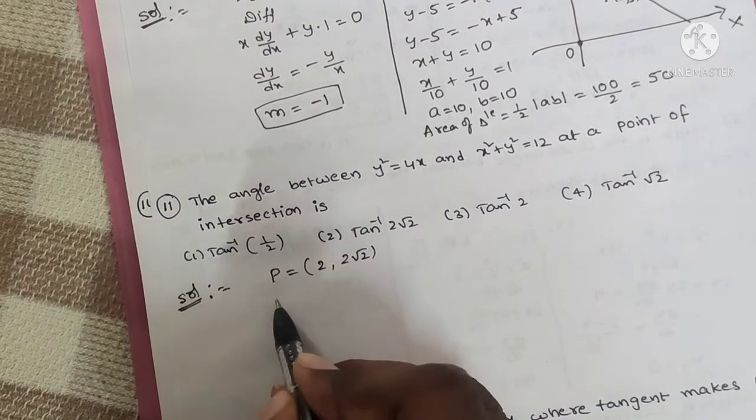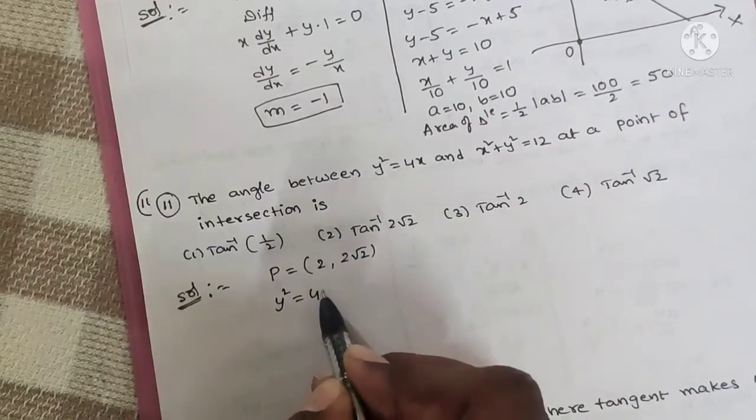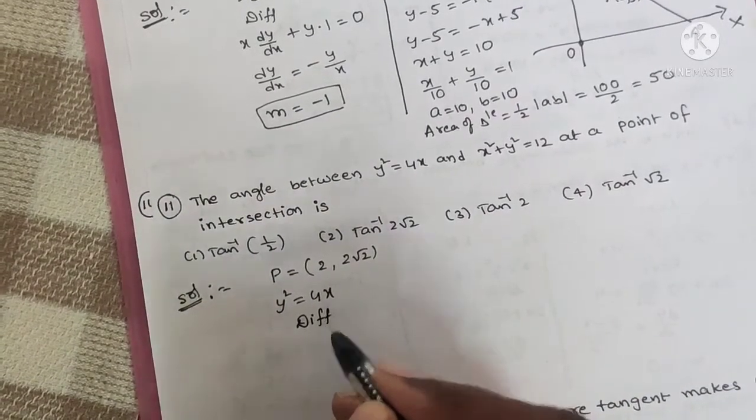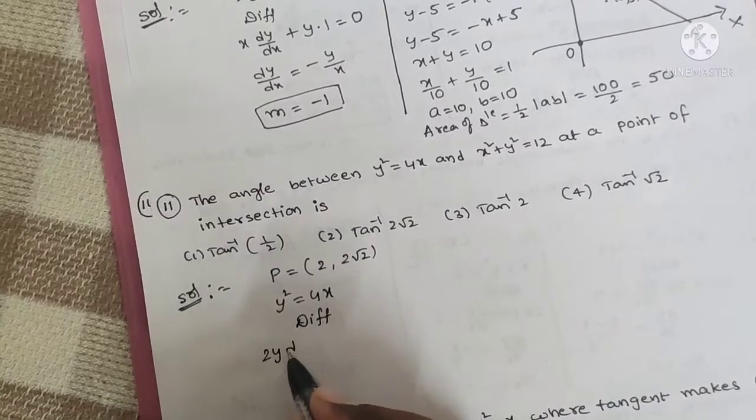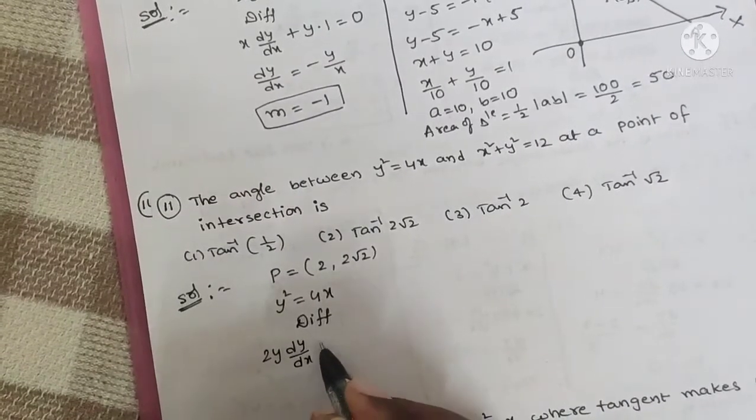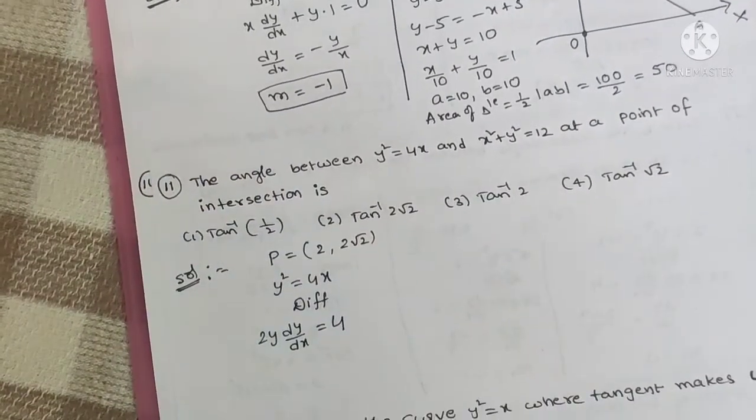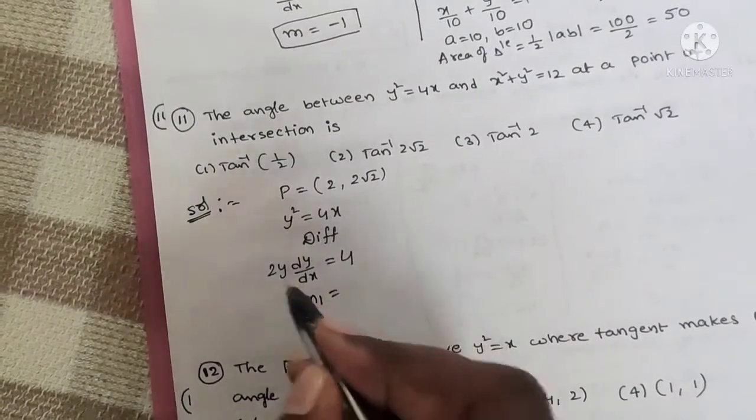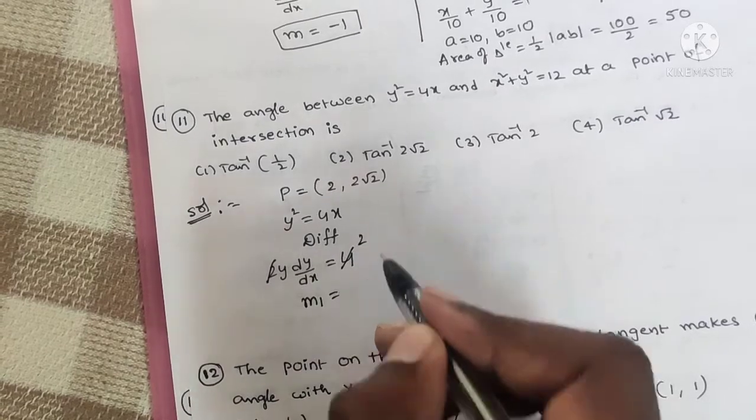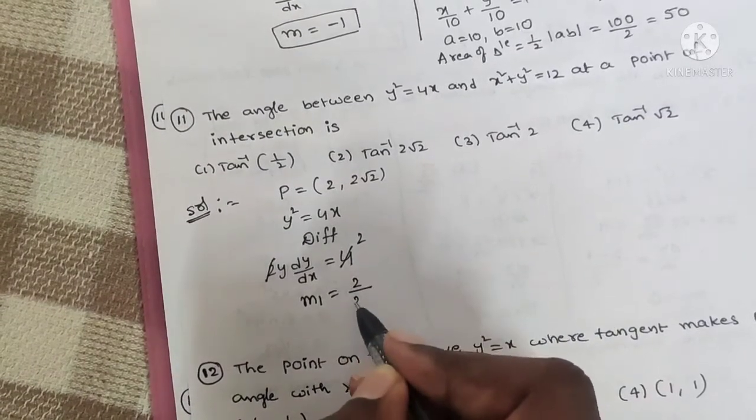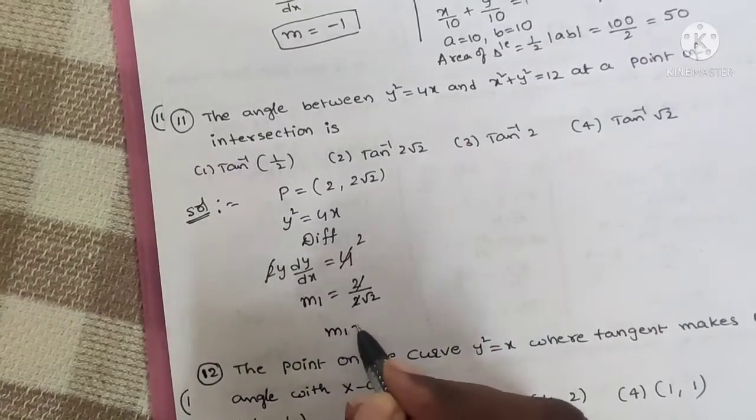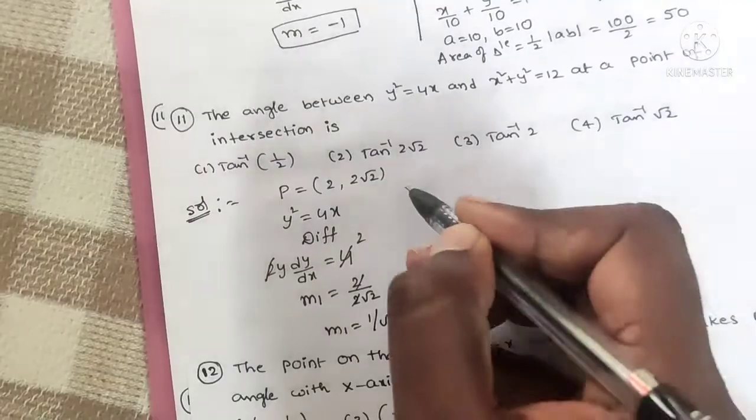What is the first curve? Y square is equal to 4x. Now differentiate this first curve. Y square derivative is 2y into dy by dx, that equals 4x derivative, which is 4. Now if you simplify, dy by dx is nothing but m1, that is 2 by y, which means 2 by 2 root 2. Now 2 cancels, then m1 is equal to 1 by root 2.